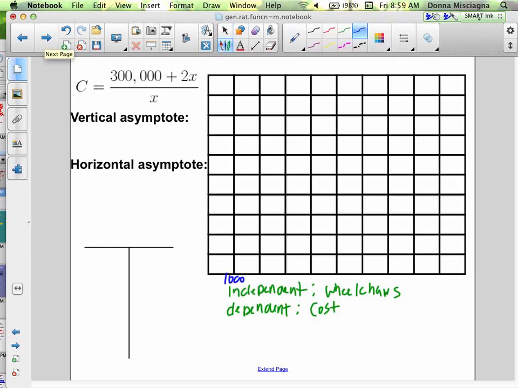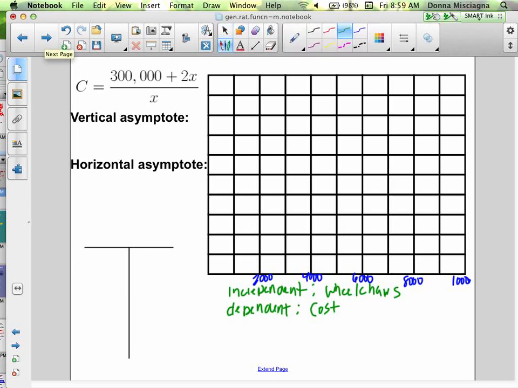So each one of these is 1,000. And actually, I'm going to number every other one, otherwise it's going to be kind of crowded up here. So this one is 2,000. This is 4,000. This is 6,000. 8,000. And 10,000. And that's how many wheelchairs we're making. And then we'll see what the costs are, and then we'll be able to figure out what to number those by.